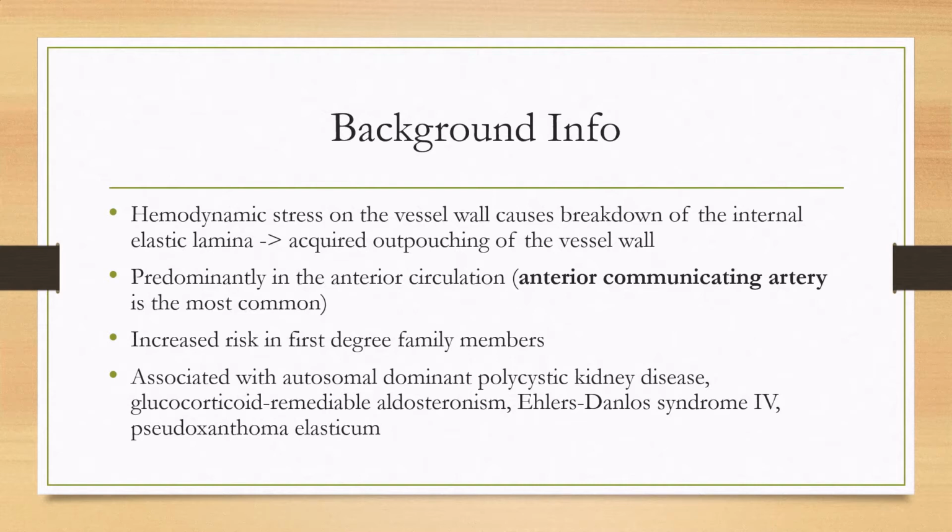and that's what forms the aneurysm. So predominantly, these aneurysms form in the anterior circulation, with the anterior communicating artery being the most common site. That's a commonly tested question. And the risk is increased in first-degree family members of people who have intracerebral aneurysms. And there are also some other diseases which have a high risk factor for causing these aneurysms, such as autosomal dominant polycystic kidney disease, glucocorticoid remediable aldosteronism, Ehlers-Danlos syndrome type 4, and pseudoxanthoma elasticum.